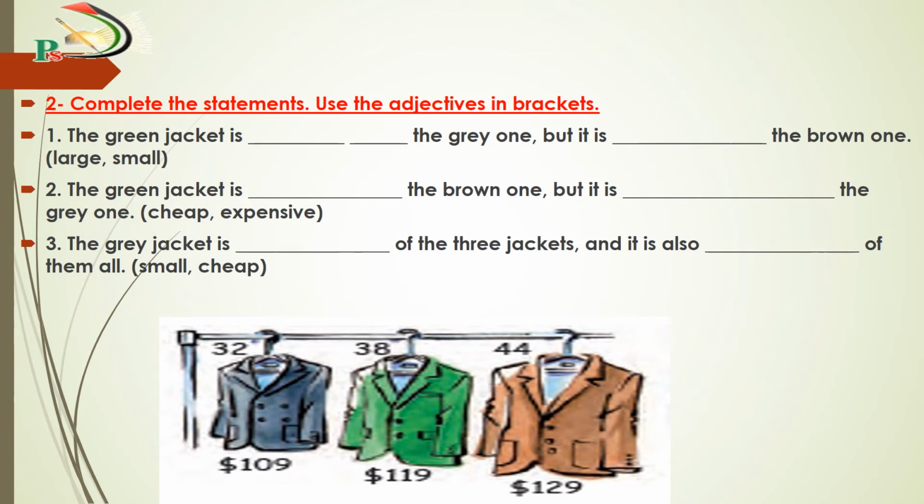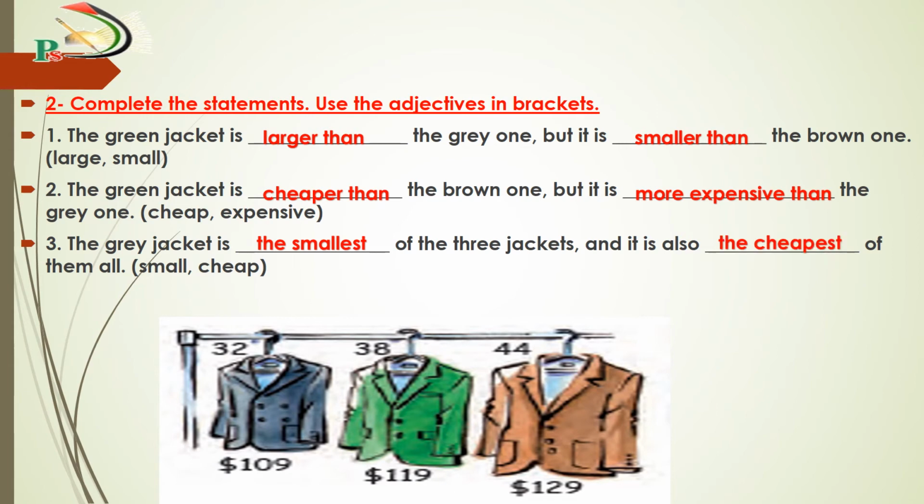Now let's start. The green jacket is larger than the gray one, but it is smaller than the brown one. Number 2. The green jacket is cheaper than the brown one, but it is more expensive than the gray one. Number 3. The gray jacket is the smallest of the 3 jackets, and it is also the cheapest of them.